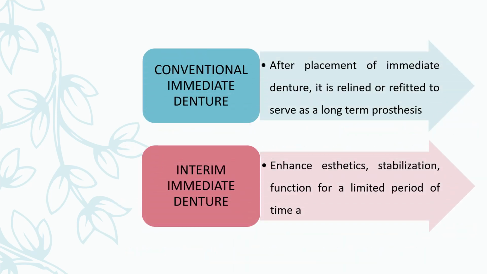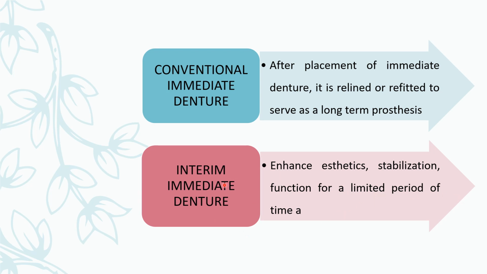Coming to the two types of immediate denture. These are the types: the conventional immediate denture and the interim immediate denture. Conventional immediate denture is relined and refitted after placement to serve as a long-term prosthesis. This is the most commonly done one. Interim immediate denture is also done, and it enhances the aesthetics, stabilization and functions for a limited period of time.